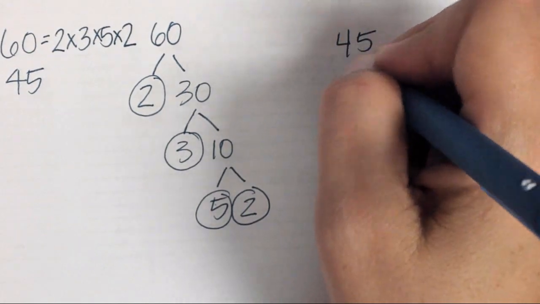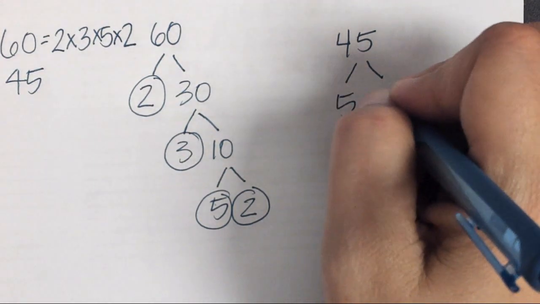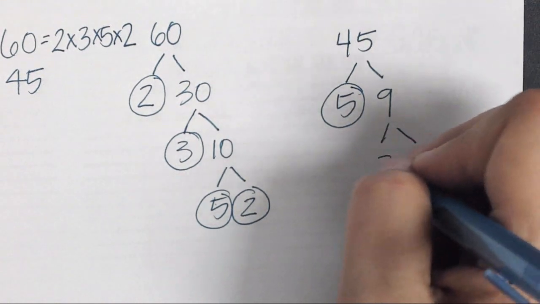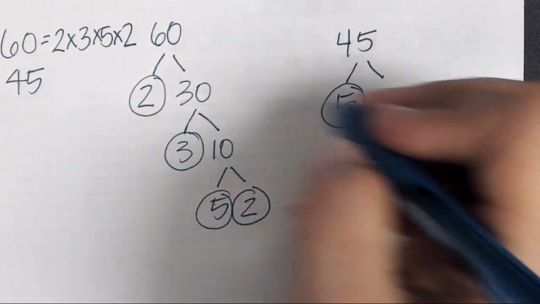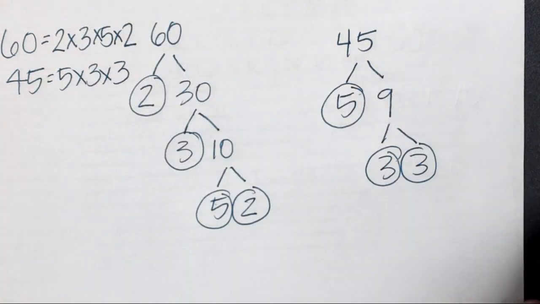Let's look at 45. How do I get 45? 5 and 9. 5 is prime. How do I split apart 9? 3 and 3. Those are both prime. So now I have 5 times 3 times 3. All right. Now I'm looking for what matches.